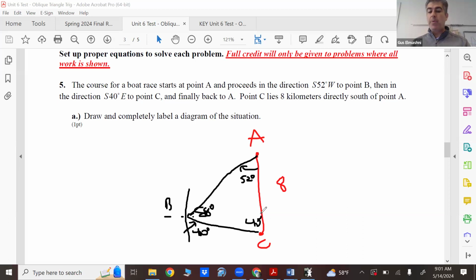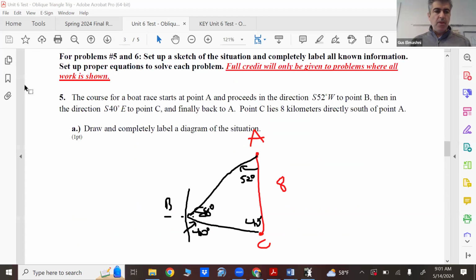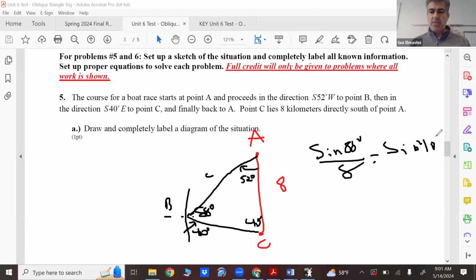Okay. Now at this point, hopefully you guys remember what to do. You have to use law of sines to do this. So if you're trying to find the complete distance of the race course, you do sine of 88 degrees over 8 equals sine of 4 degrees over, we'll call this little c. And I trust you guys can do the rest. Just find the calculator. And then sine of 88 degrees over 8 equals sine 52 degrees over, we'll call this little a. That's what you do after that.